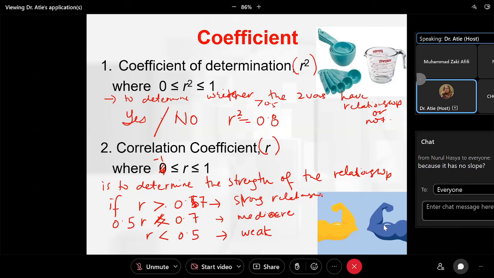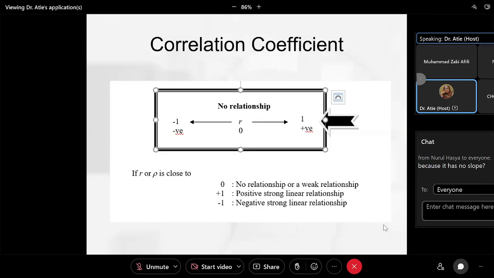So actually you can look at page 134. If R is close to 0, let's say R is equal to 0.01, which is close to 0, we can conclude there is no relationship between x and y. If we have a positive number, then the correlation is positive, and if we have a negative number, we have a negative relationship. So like this.